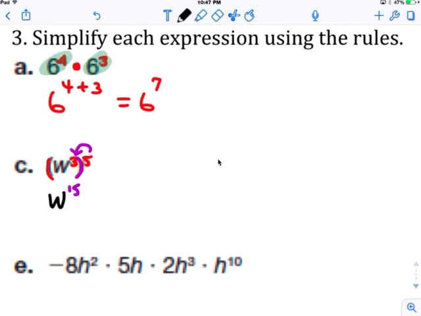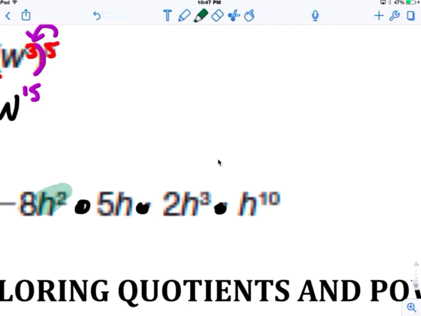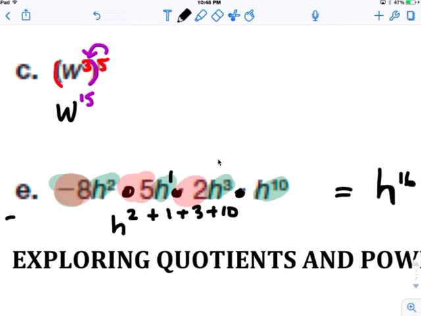Okay? So for E, there's no parentheses, so you add the exponents. Order of operations, of course, right? You multiply last, exponent first, so H are all the same base, this one with an exponent of 1. So you get H, 2 plus 1 plus 3 plus 10, right? So you get H to the 16th power. And then you multiply the -8. I'll do it in a different color. -8 times 5 times 2, you get -80. So that's your final answer, right?